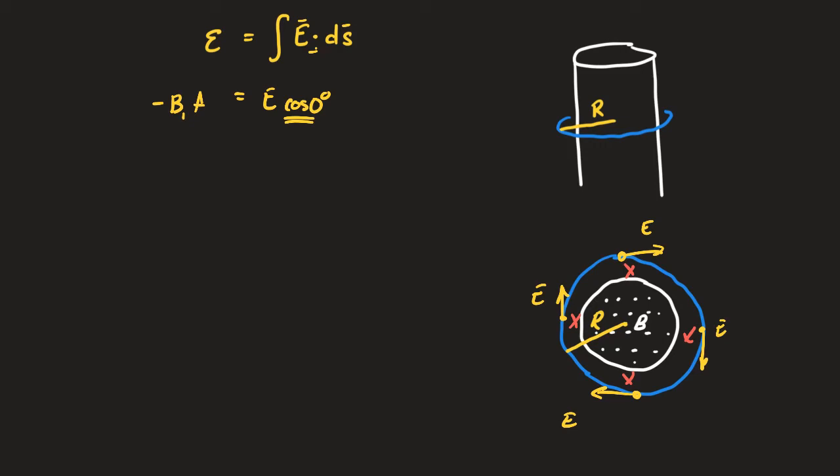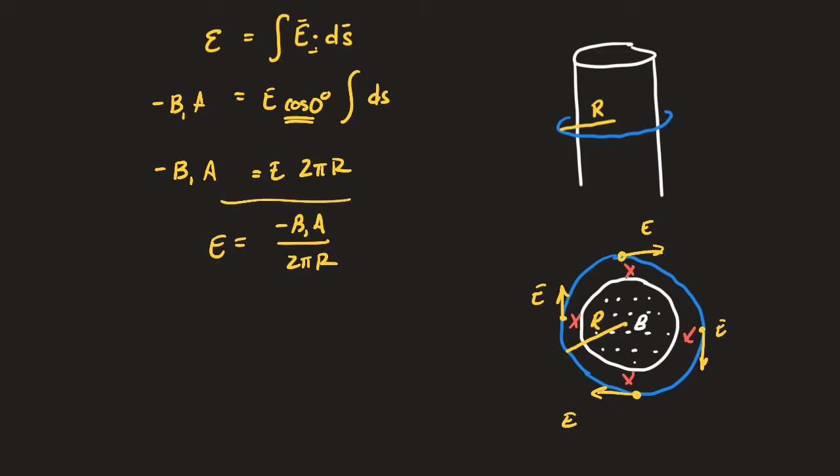This one's relatively straightforward. It's probably always going to look the same because all we're going to be left with is for us to add up the length of the loop, which in the case of this problem is 2 pi r. So that allows me to solve for the electric field: minus B1A over 2 pi r. That's the end of the problem. Some kind of commonality here. Like I said, something like this was on the exam years ago.